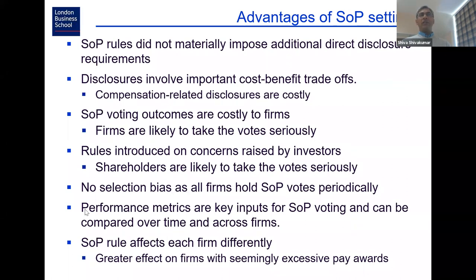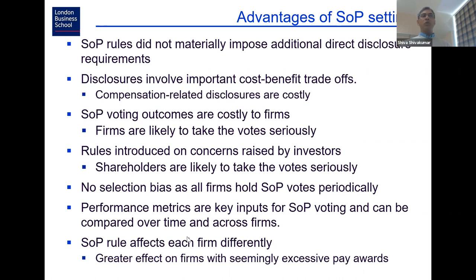And yet another advantage of the SOP setting is that we know what kind of disclosures are crucial for investors to be able to evaluate the compensation packages and to vote in these SOP votes. And one of the key inputs needed to evaluate the compensation packages is the KPIs of the companies, the performance metrics on which the compensation packages are based. So we can actually identify those disclosures and come up with some standardized metric of those performance metrics, to be able to compare it over time as well as across firms. In the case of event-specific shareholder voting, such standardized measures of disclosures are much harder to come by.